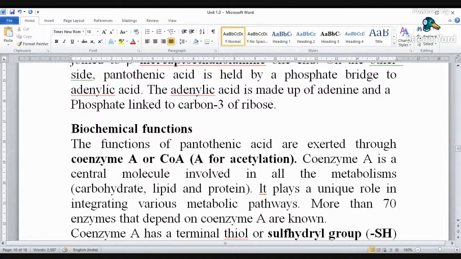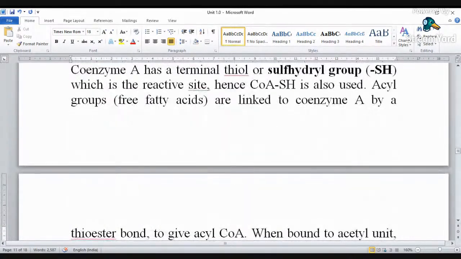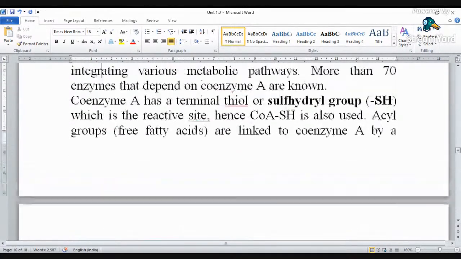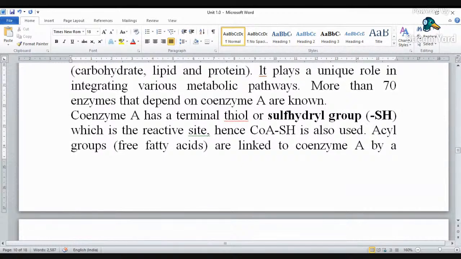So the functions of pantothenic acid are exerted through the action of coenzyme A. A acts for acetylation. So coenzyme A is the central molecule involved in all metabolism, metabolism of carbohydrate, lipid and protein. It plays a unique role in integrating various metabolic pathways.